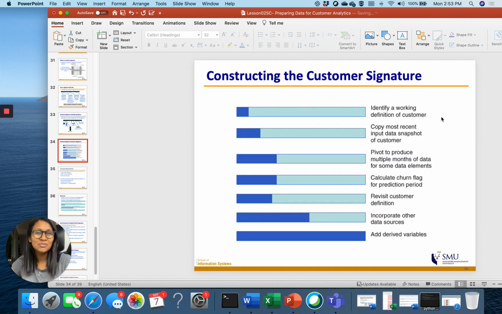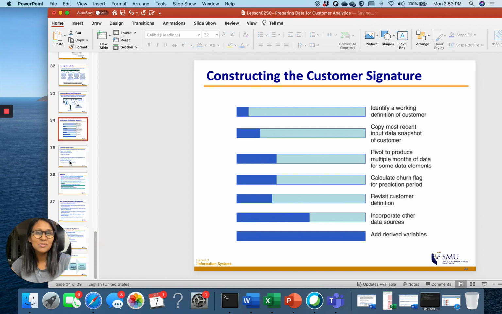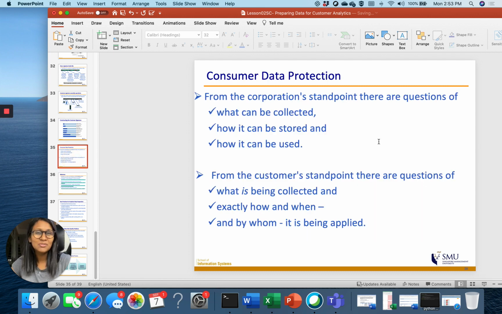So let me go through some of the things you need to keep in mind while creating a customer signature. The first thing is to identify the definition of a customer. After that, you start collecting inputs and pivoting information from other related tables, and also derive the variables that I talked about on the previous slide.